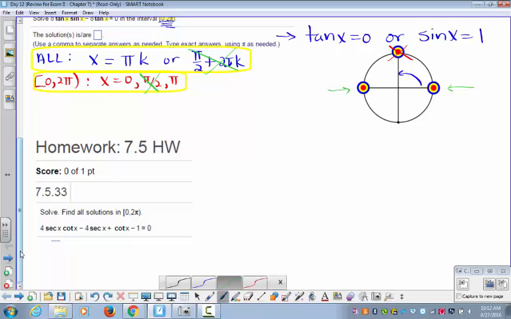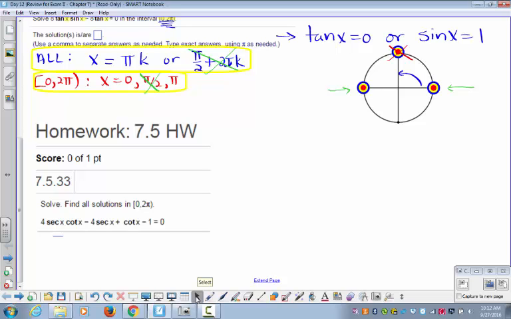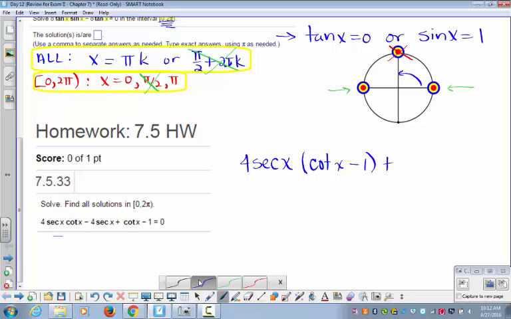Okay, let's take a look at this one. So here, our general principle is the same. We want to turn this into multiplication. We want to get rid of the addition and turn it into multiplication. And if we factor 4 secant of x out of the first 2 terms, we can do a grouping type of thing. So 4 secant of x, and then I'm factoring it out of the first 2 terms. So that's cotangent x minus 1, and then plus cotangent of x minus 1 equals 0.